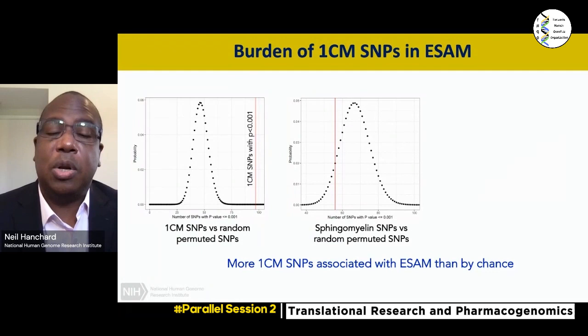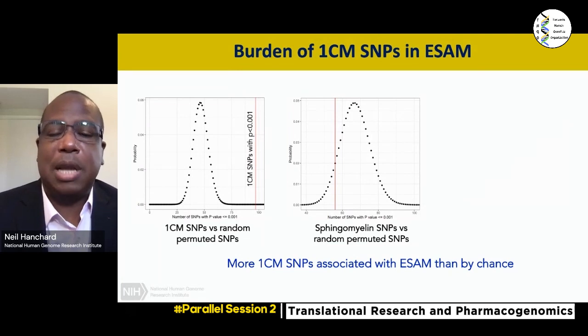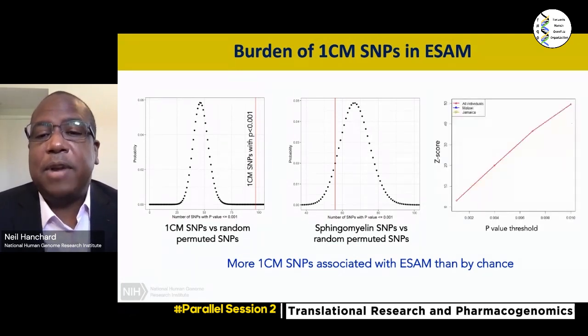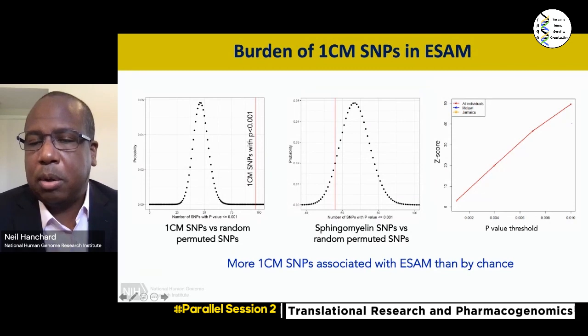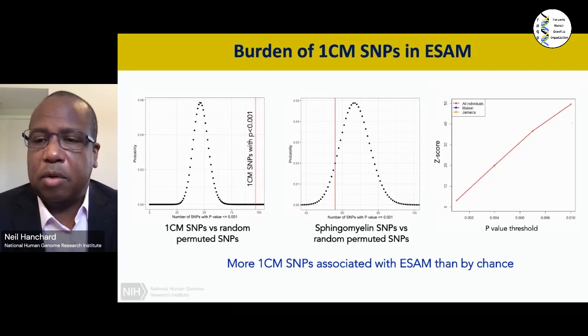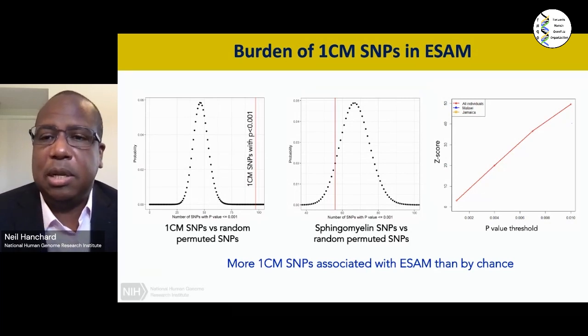And if we use one of these other pathways as our background and do the permutation there, again, 1-carbon metabolism SNPs are still way out in the tails. And in fact, if we change the p-value thresholds, instead of 0.001, we go all the way down to a more permissive cutoff of 0.01, we see that the resulting z-score still has 1-carbon metabolism SNPs way out in the tails of this distribution.